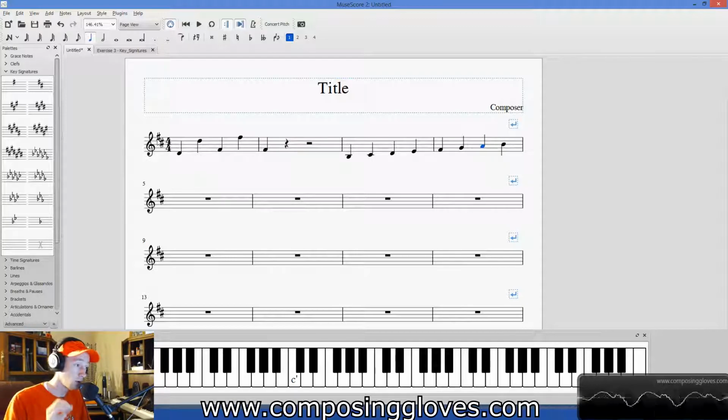Let's look at key signatures. Another common error is how you write your key signature. They actually have this thing that's called the order of sharps and flats.